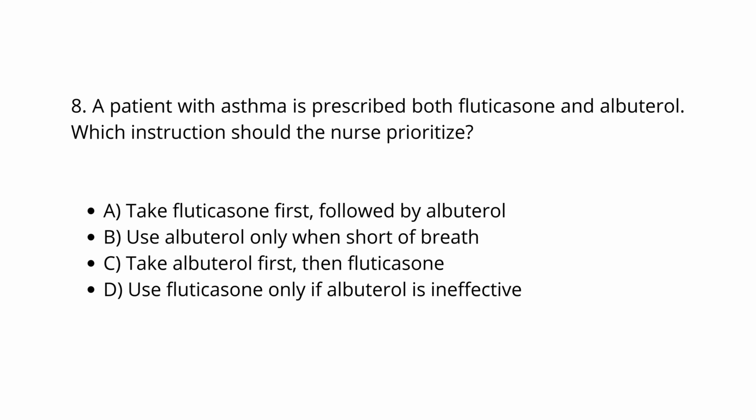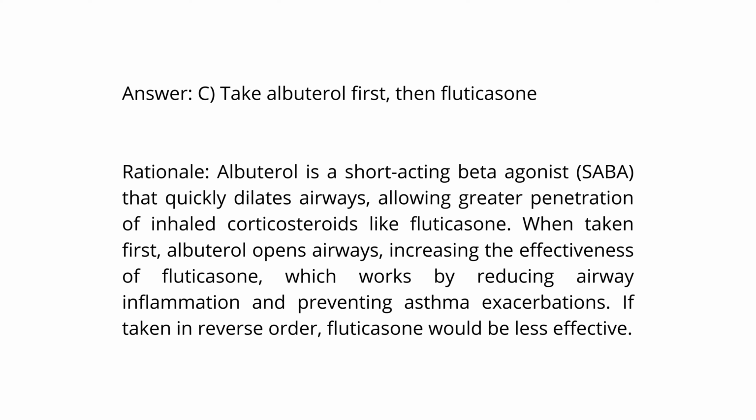8. A patient with asthma is prescribed both fluticasone and albuterol. Which instruction should the nurse prioritize? A. Take fluticasone first, followed by albuterol. B. Use albuterol only when short of breath. C. Take albuterol first, then fluticasone. D. Use fluticasone only if albuterol is ineffective. Answer: C. Take albuterol first, then fluticasone.